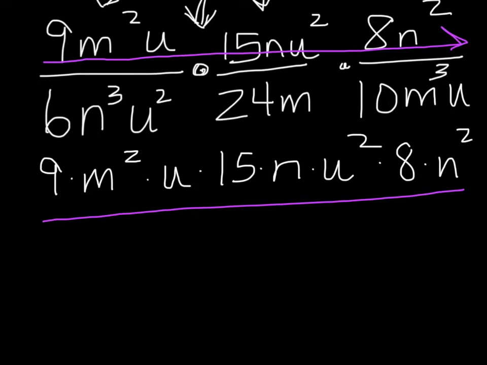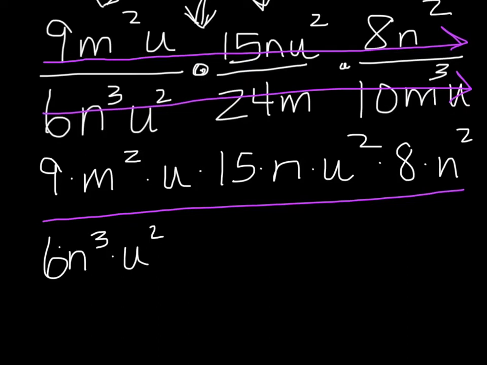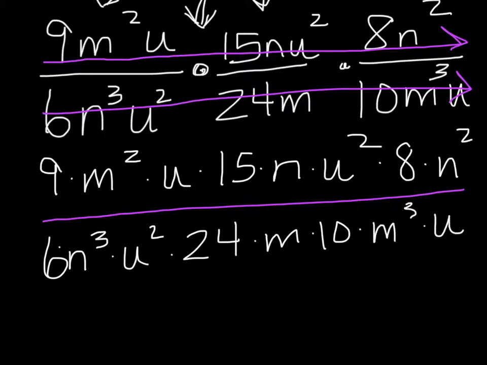And then I'm going to use that same rule and multiply my denominators straight across to make it a single fraction. So I have 6 times n cubed times u squared times 24 times m times 10 times m cubed times u. So the only thing I did was multiply 3 fractions to make one large fraction. Now we'll pick up on the next slide at our one large fraction.